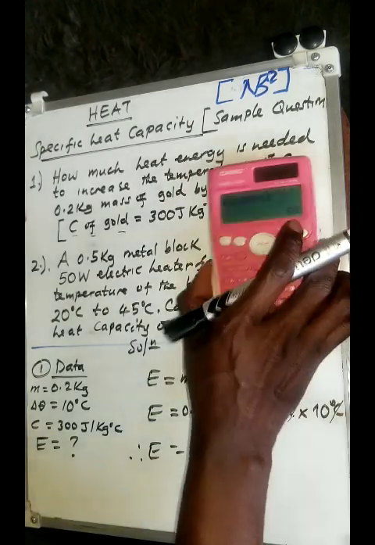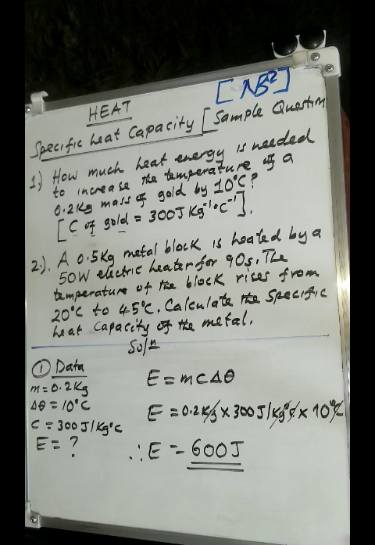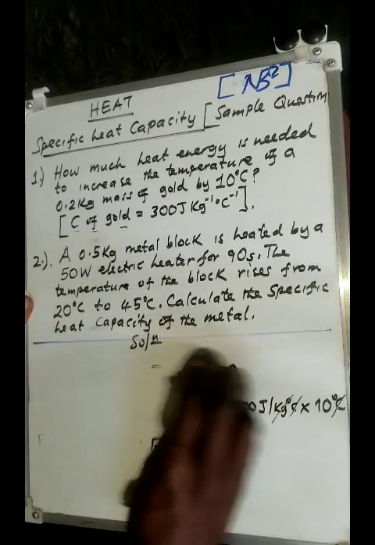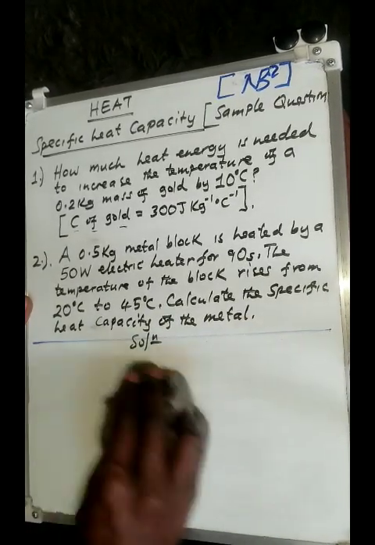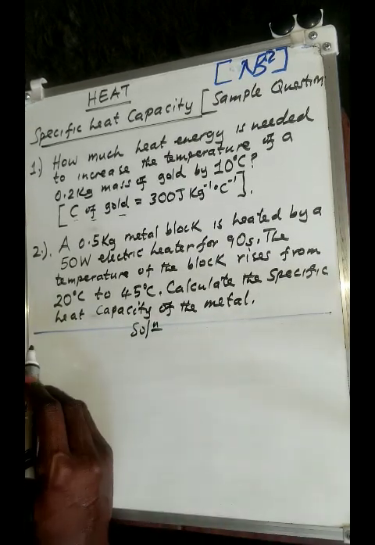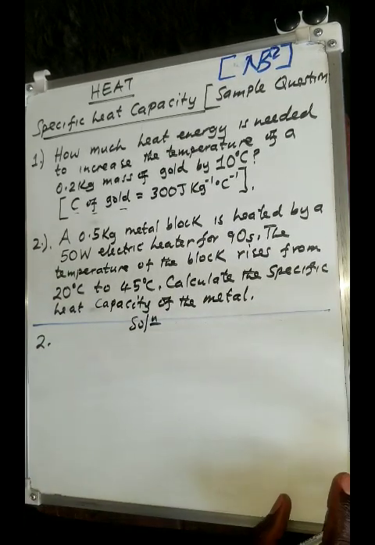So that is how much heat energy was needed to increase the temperature of a 0.2 kg mass of gold by 10 degrees. So this is the energy that was needed. I hope I'm making sense to you. If you don't understand, you can go through it as many times as possible. Practice is very important. Let's look at question number 2.